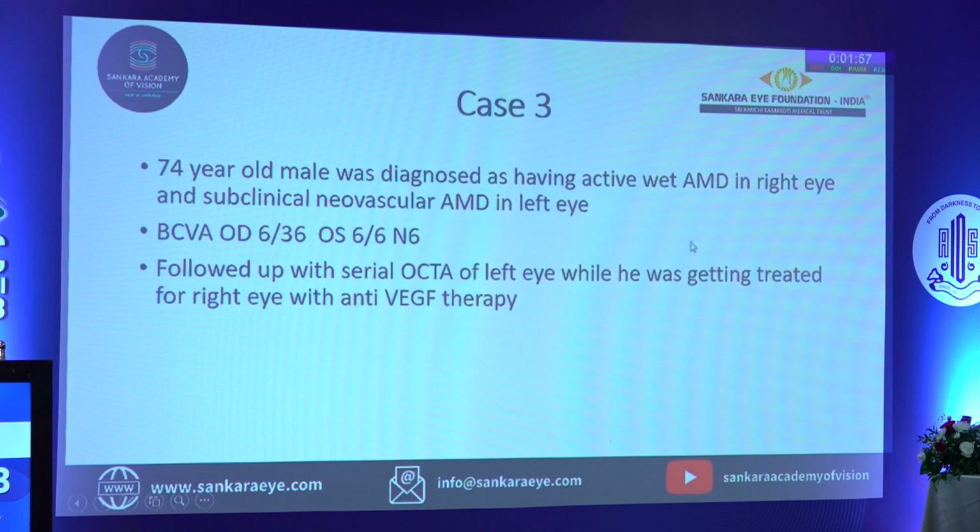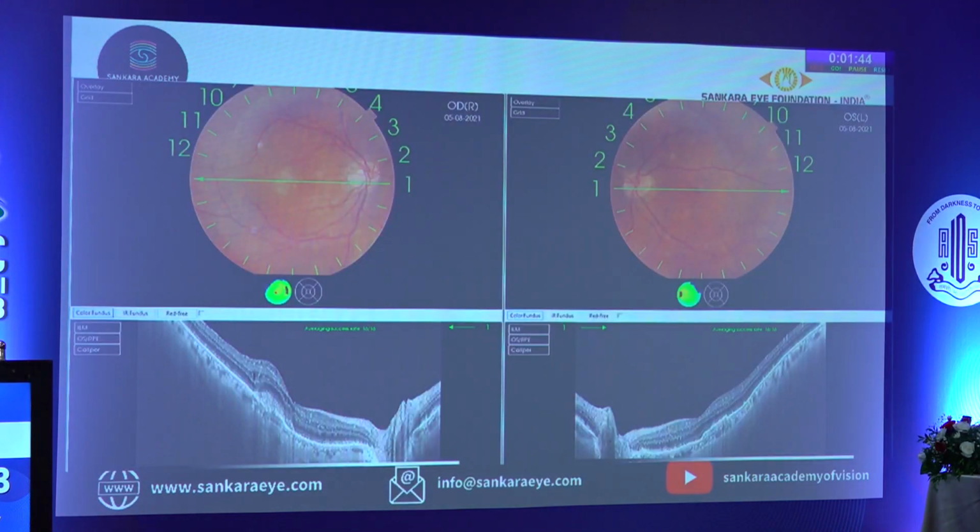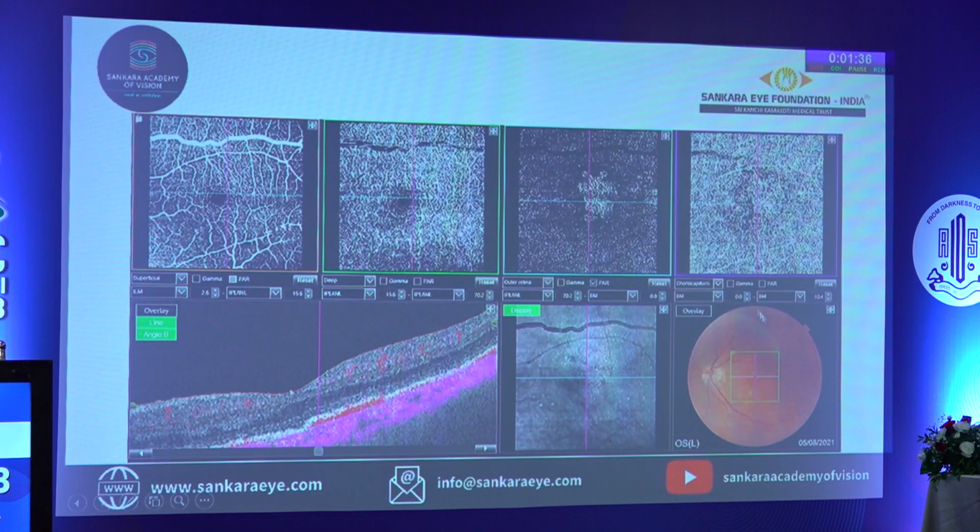The third case was a 74-year-old male who was diagnosed with frank wet AMD in the right eye, and when OCTA of the other eye was done, there was a subclinical neovascular AMD. This was also followed up. There is a frank wet AMD in the right eye, but the other eye has a subfoveal RPED which showed the CNVM in the outer retinal slab, and also a flow signal in the B scan.